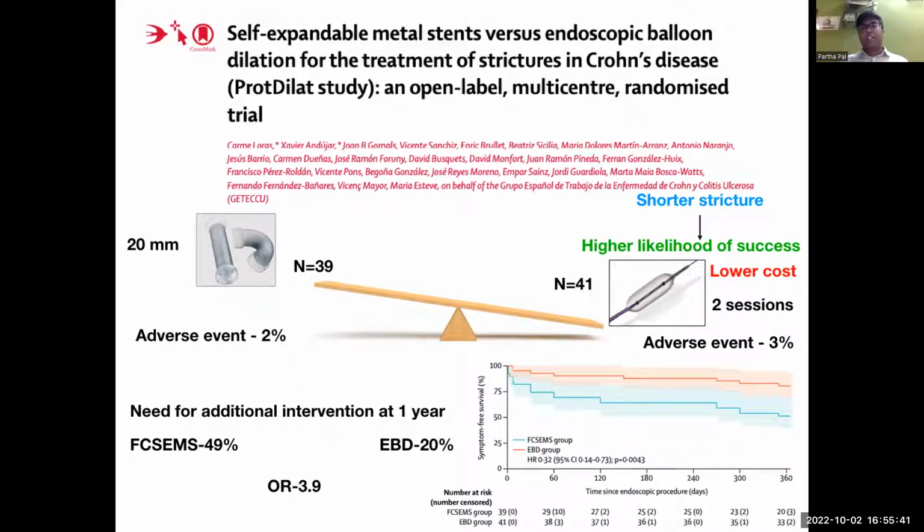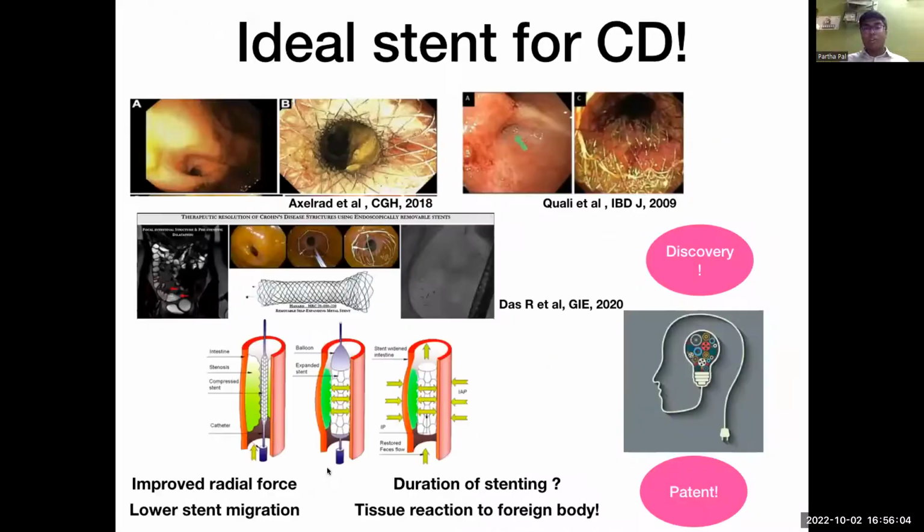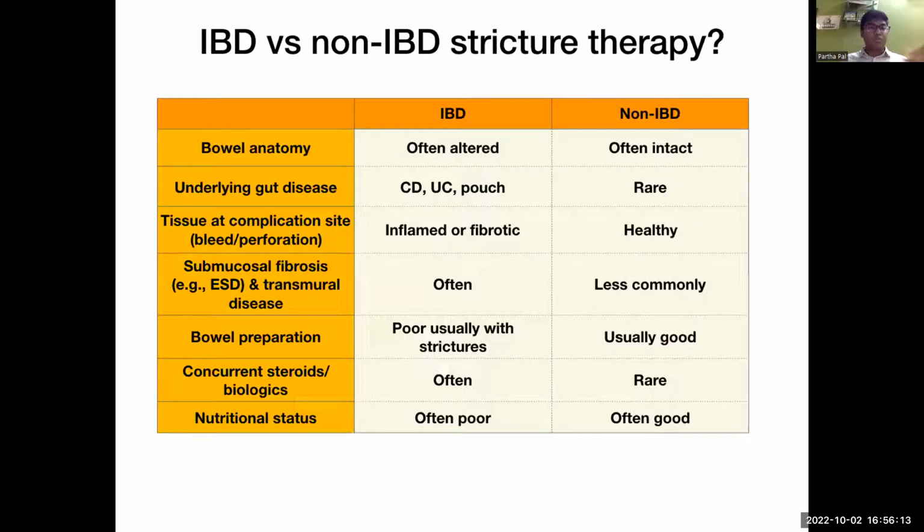And this is the only randomized controlled trial which compared balloon versus upfront placement of stents for Crohn's disease strictures, and they have shown that the need for additional intervention in 1 year was significantly higher in the case of fully covered stents. So endoscopic balloon dilation is still the preferred initial mode of therapy, and stents should be used only for refractory cases. Although maybe we are not able to generate a specifically designed stent for each of the diseases, for Crohn's disease and other GI luminal stenosis.